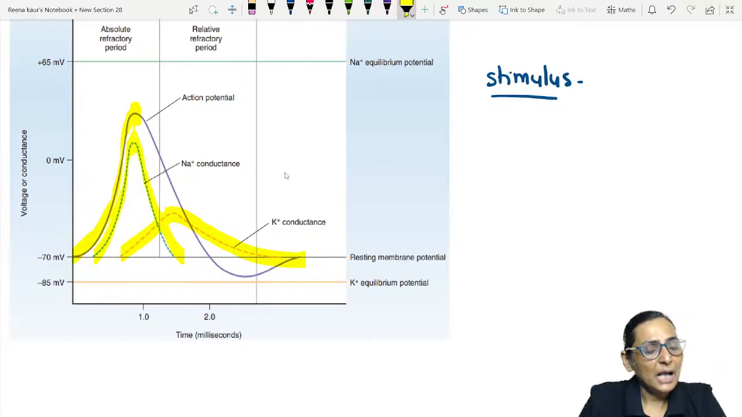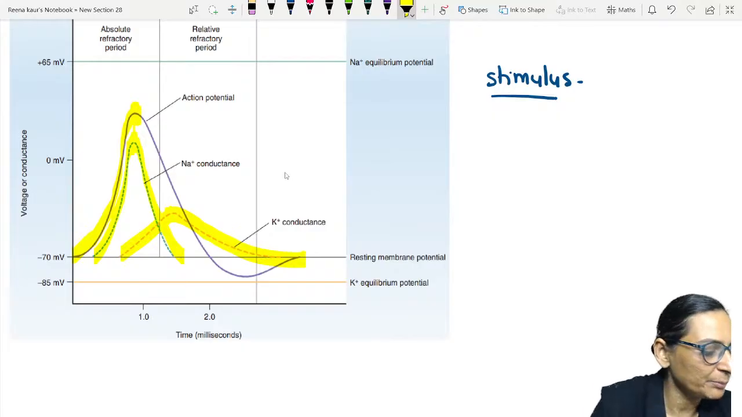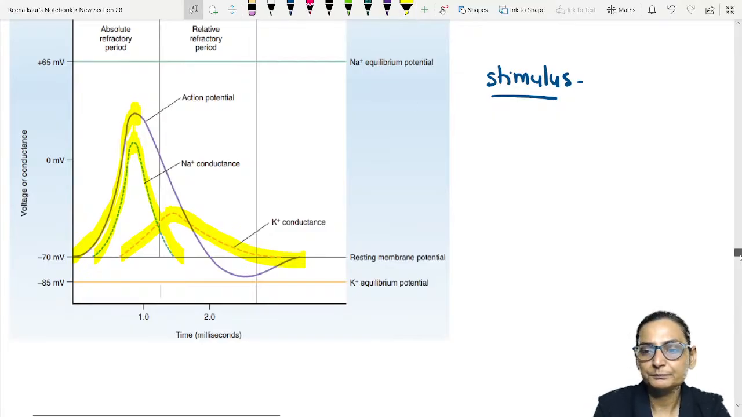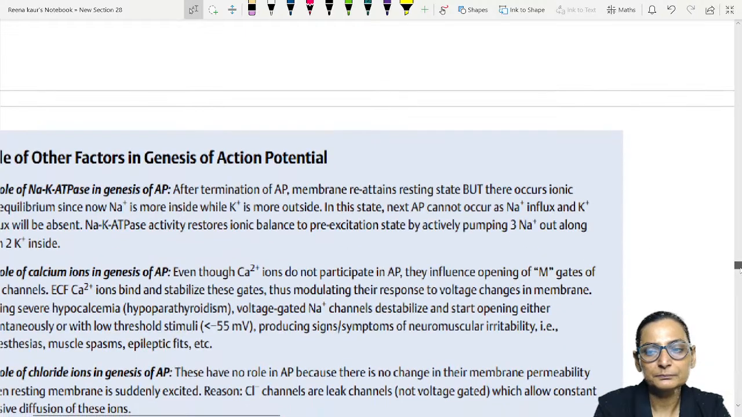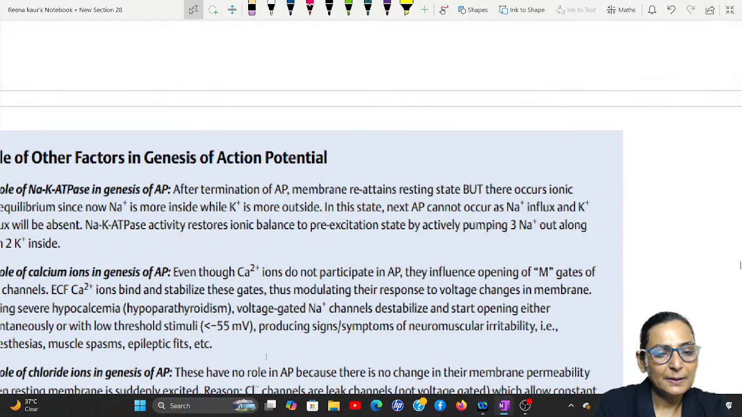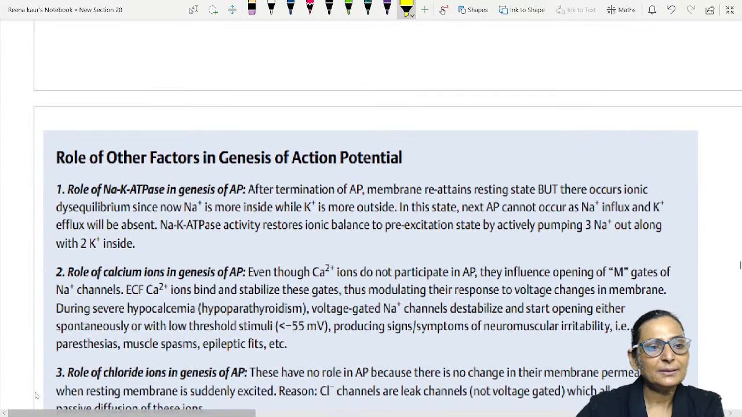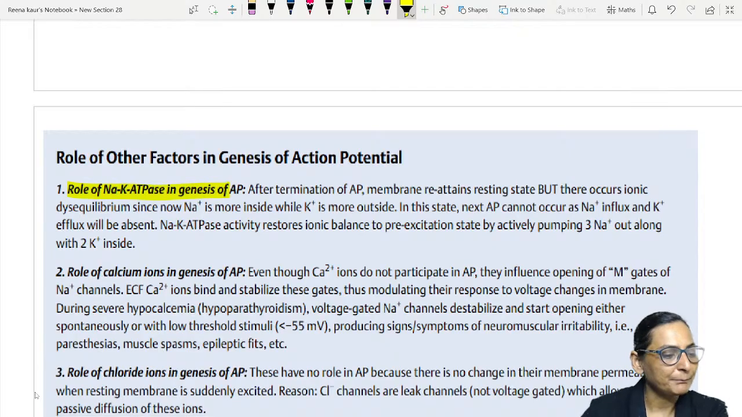So after hyperpolarization is because of the continued slow efflux of the potassium, and RMP is restored again by your sodium potassium pump. I hope it is very clear now, because this topic is very, very important, right? Now, we've already seen how the factors contribute to action potential. So we've seen the role of sodium potassium pump.